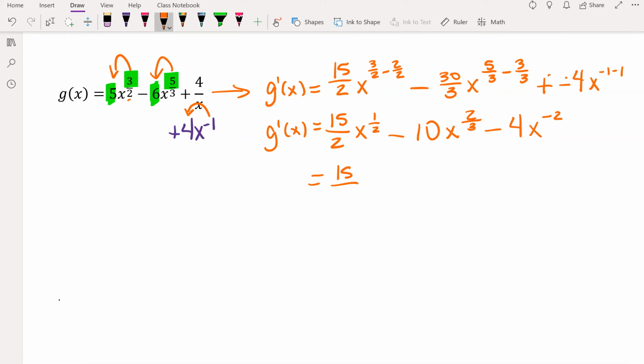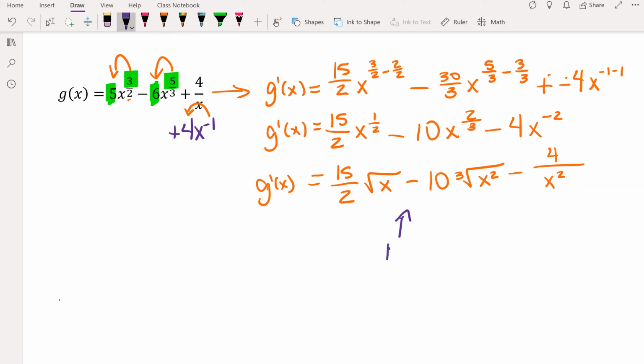Equals 15 over 2. You cannot have fractions in your exponent. You have to remember, oh, that's the same as square root of x. Minus 10, we cannot have fractions in our exponent. X to the 2/3 is the same as cube root of x squared. And then minus 4 over, we can't have negatives in our exponent, 4 over x squared. All right, so again, we have a short answer version and a multiple choice version. And that is everything for today. This is multiple choice, and this one was short answer.